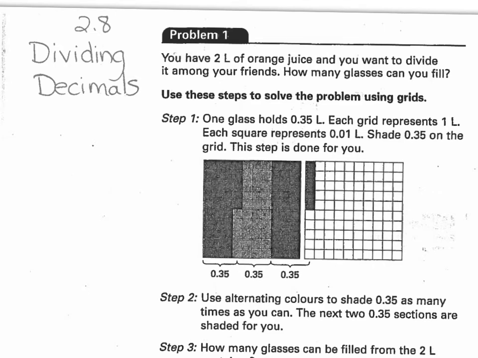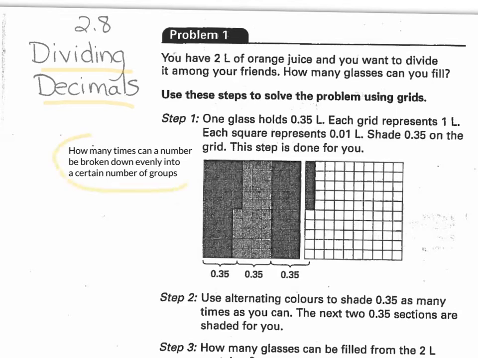In this lesson, we will learn how to divide decimals and model it with a grid and equivalent fractions. Dividing means how many times a number can be broken down evenly into a certain number of groups. For example, if I have 6 chocolate bars and 3 friends, how many times can 3 go into 6? It can go 2 times. Each friend gets 2 chocolate bars.